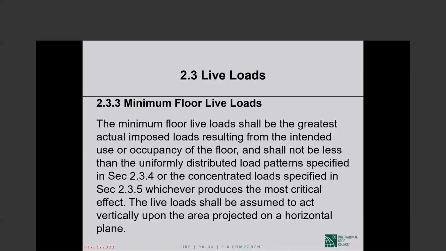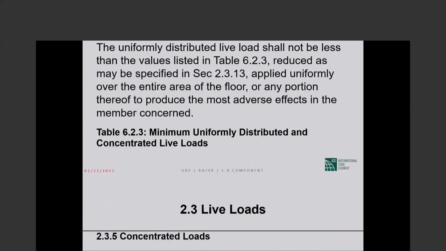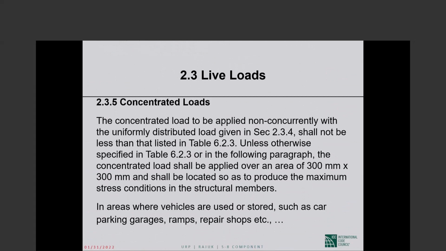The live load shall be assumed to act vertically upon the area projected on a horizontal plane. This is also important. Okay, so this is vertically on the horizontal projection. That's how live loads are always applied. Uniformly distributed loads are in the table 6.2.3. Concentrated loads are also in the same table, 6.2.3.